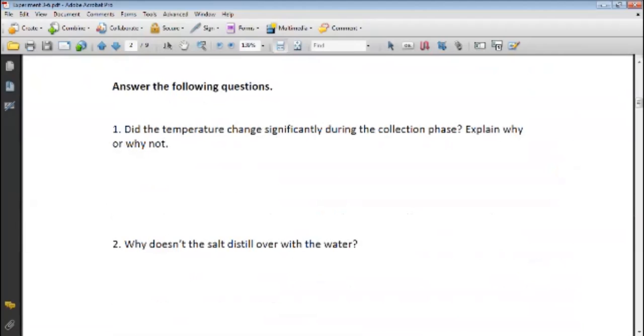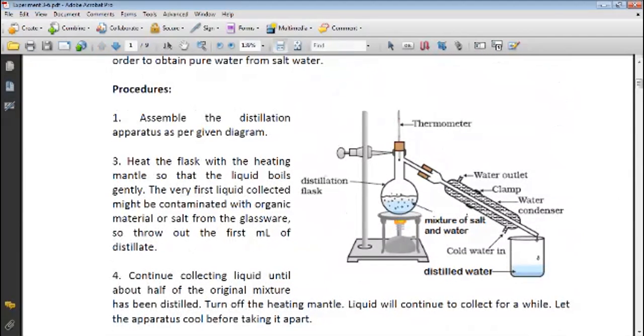So these are the short questions. This file has already been shared with you on Moodle this week. These are the three experiments I'm going to discuss here. The first one is: did the temperature change significantly during the collection phase? Explain why or why not. So what do you think, any one of you? Is there a change in temperature during the collection phase? The collection phase is here.